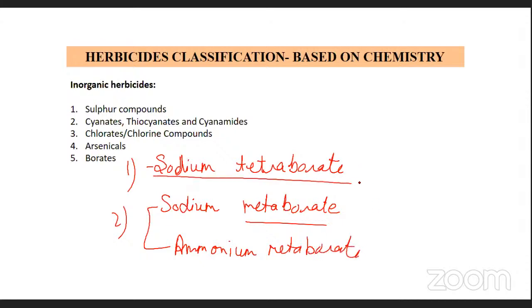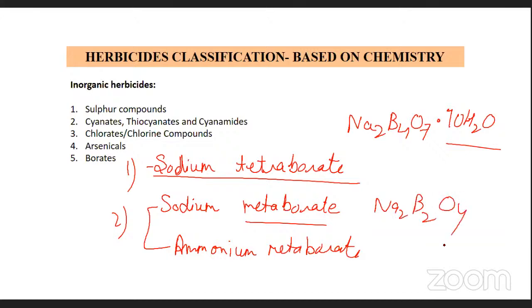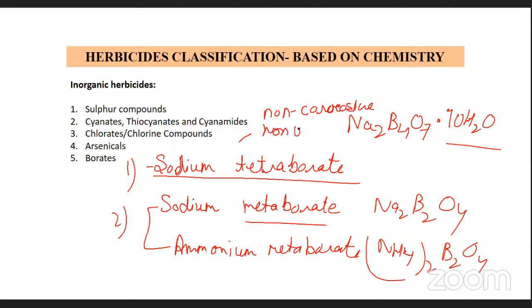This metaborate also has a second type, the ammonium metaborate. Over here the sodium tetraborate formula is important, because once it was asked in the BHU question: the formula of sodium tetraborate is Na2B4O7.10H2O molecules, and in metaborate it's only Na2B2O4. Instead of sodium, we have ammonium, so just the same thing, B2O4. And sodium tetraborate is usually non-corrosive, non-volatile and non-selective in nature.